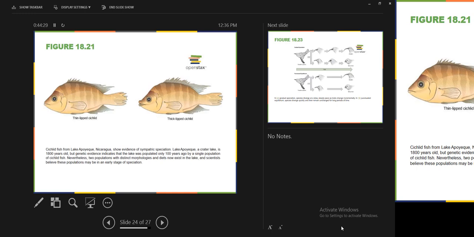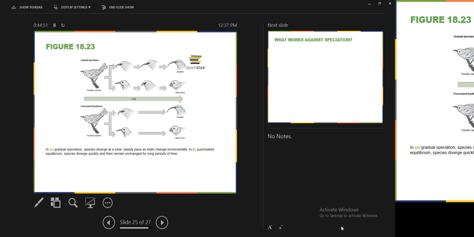And so here we've got two cichlids. These are creative names. The thin-lipped cichlid, the thick-lipped cichlid. So these are in the process of speciating, probably due heavily to sexual selection. And then here are basically the two different ideas. So here's gradual, fueled primarily by what? Natural selection. Punctuated equilibrium, fueled primarily by genetic drift. Good. It's wonderful. All right.